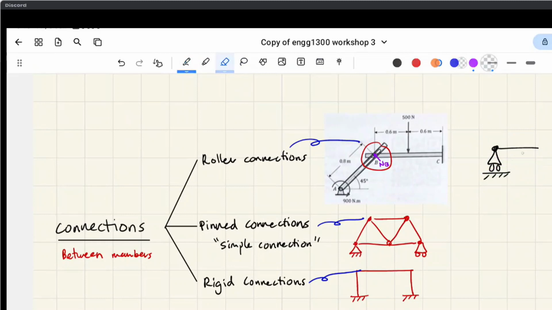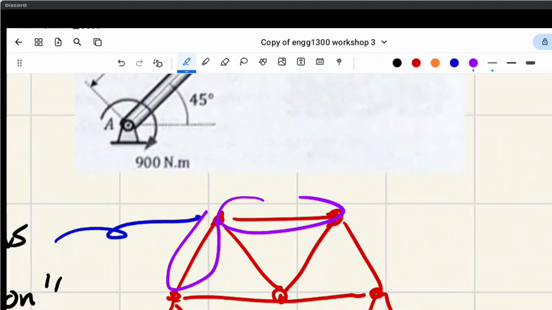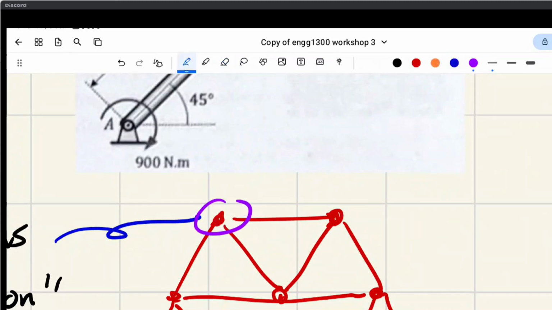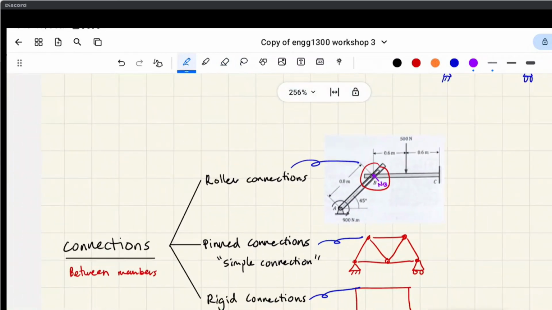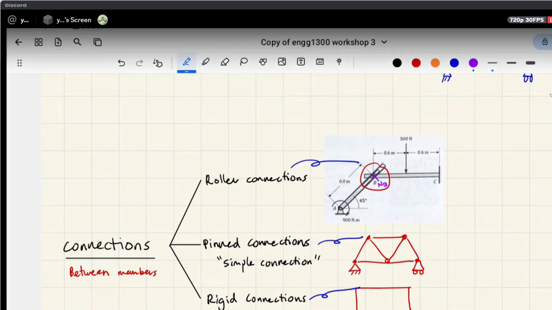The difference with a member is that here's a member and here's a member, right? But these are both subject to move. And so when you have two members being connected, that's what we call a connection at the joint there. And so yeah, anyway, that's what a connection is. I'm going to check chat as well to see if we have any questions to do with that. We're good, it seems. Cool.